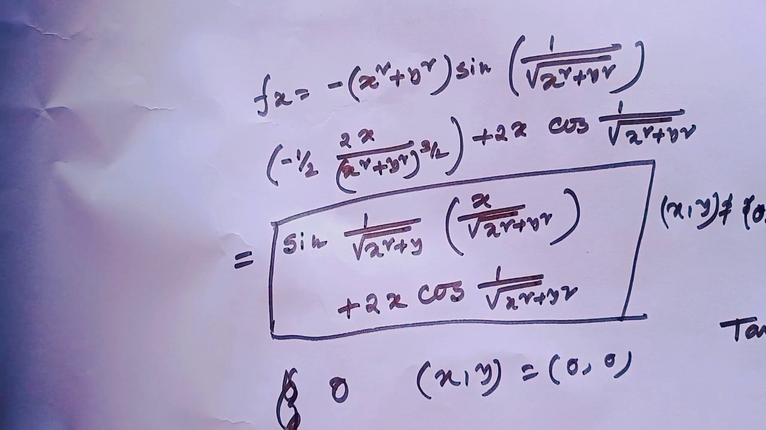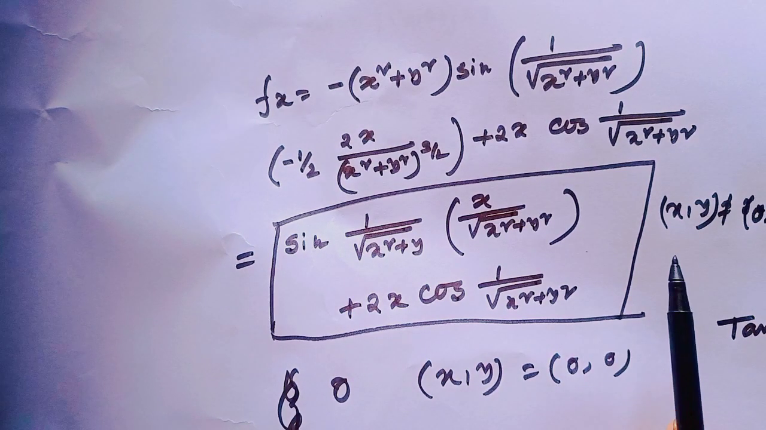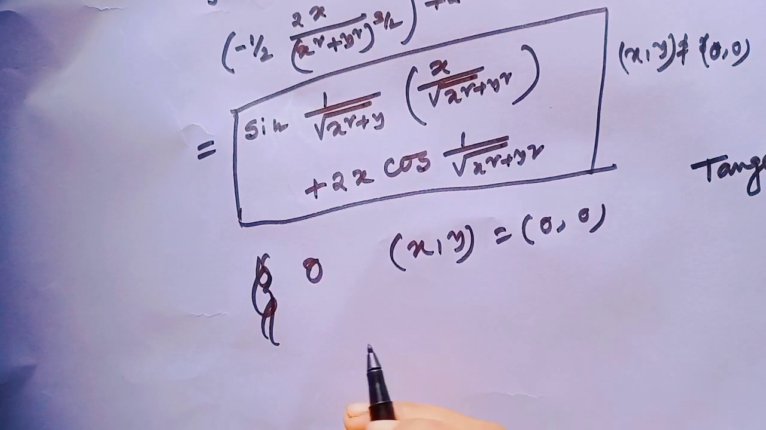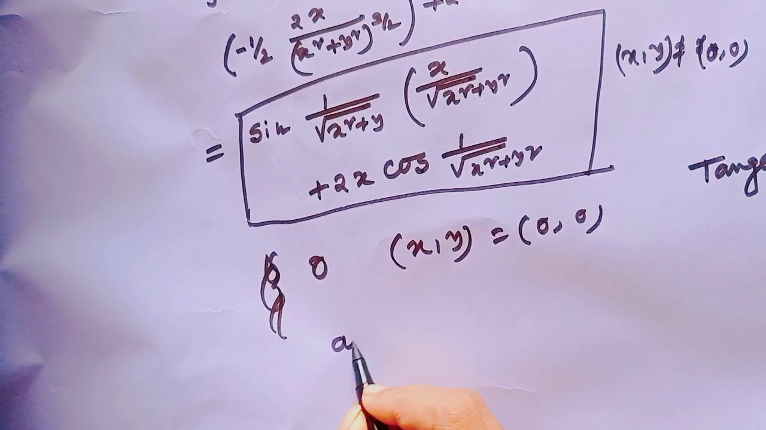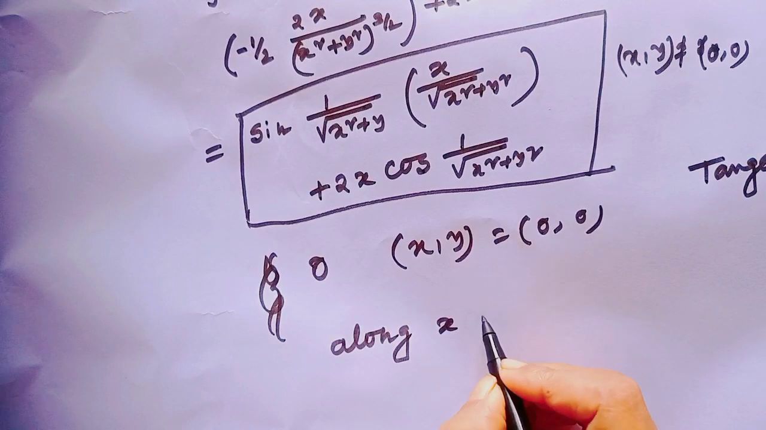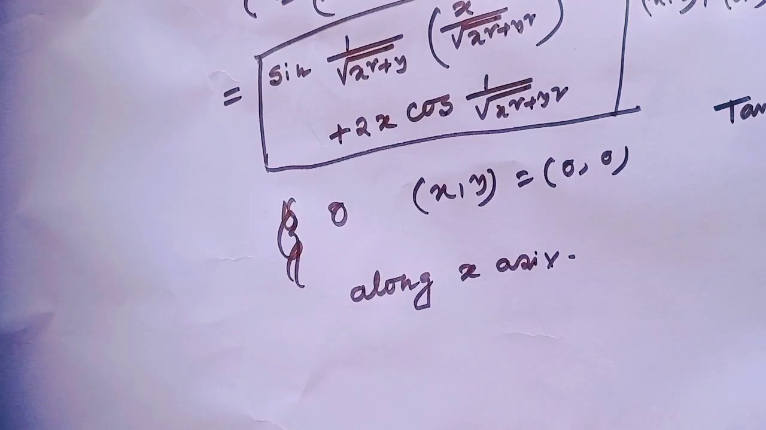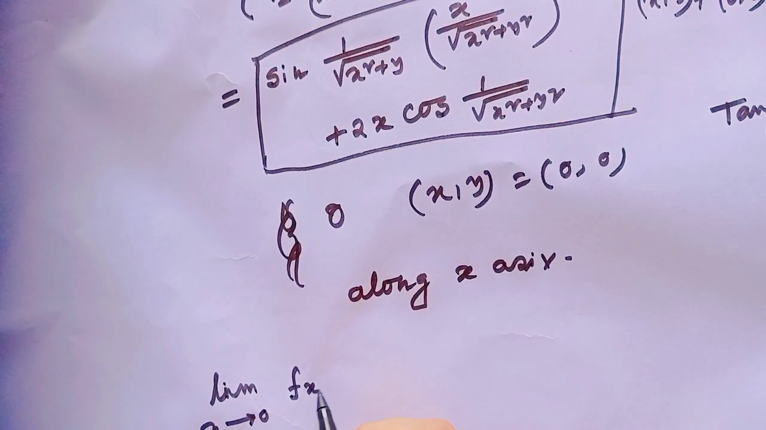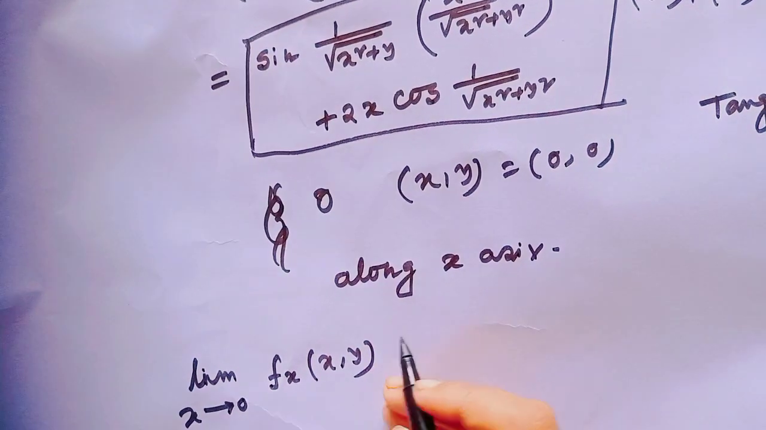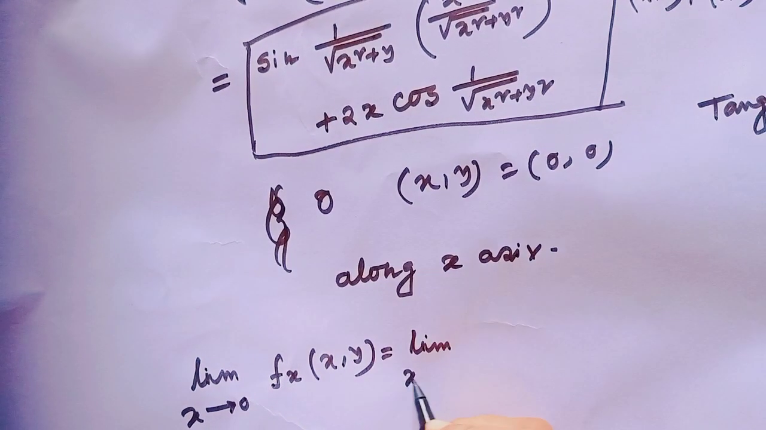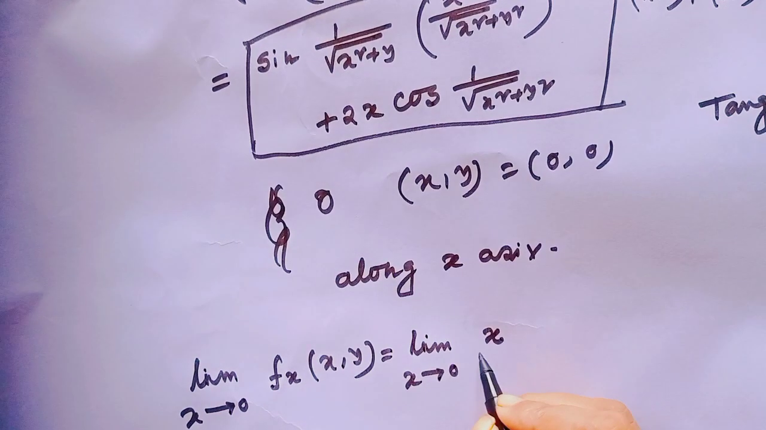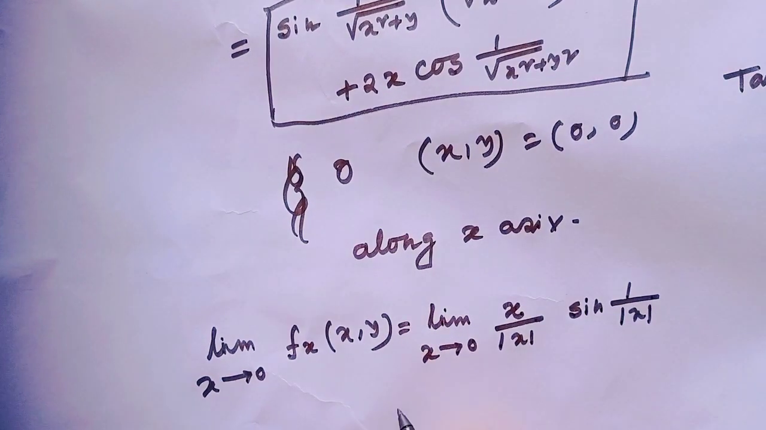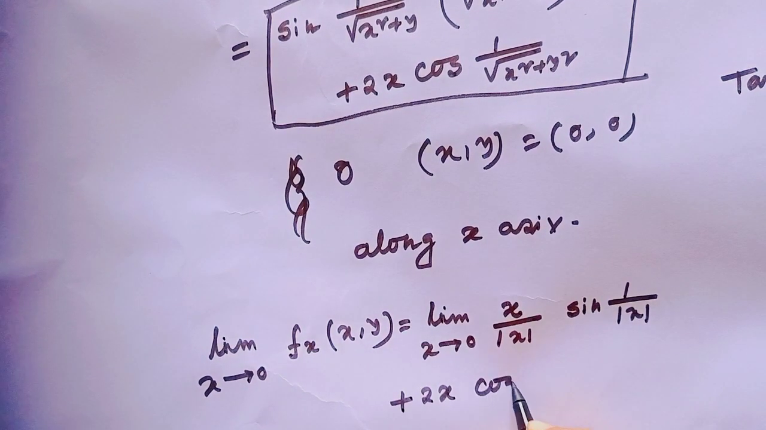Now we have to prove continuity of this new function. Here when (x, y) is not equal to 0 and here when (x, y) is equal to 0. Okay. Now if we take for continuity along the x axis, then the limit would be the limit as x tends to 0 of f_x(x, y), equal to the limit as x tends to 0 of x over mod x sine 1 over mod x plus 2x times cos 1 over mod x.